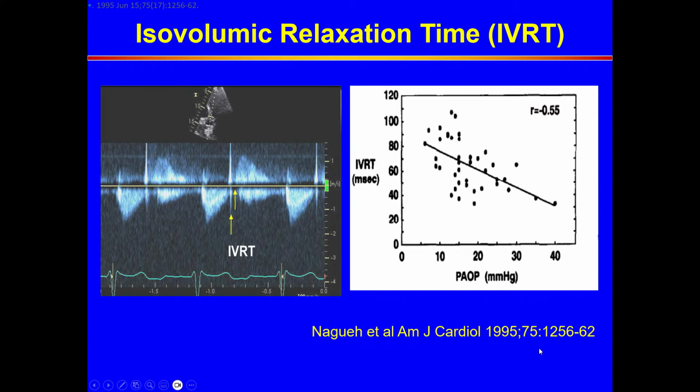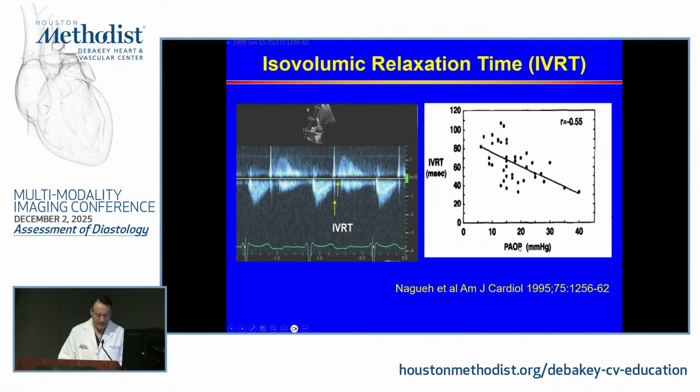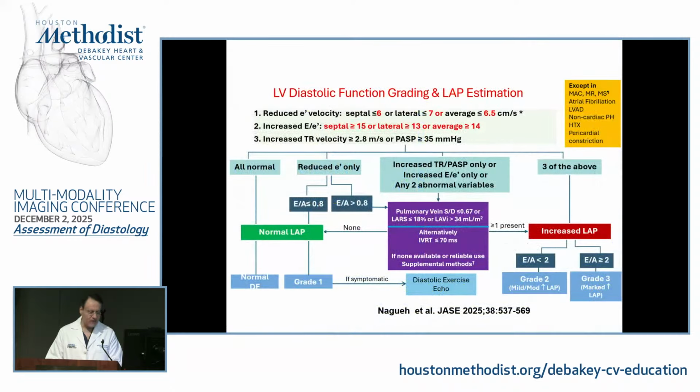This is the earliest study from this lab back in 1995, showing how isovolumic relaxation time relates inversely with the pulmonary artery occlusion pressure. Again, the challenge with this particular signal is some degree of spread, and the fact that the isovolumic relaxation time is not just affected by LAP, but also LV relaxation and LV afterload.